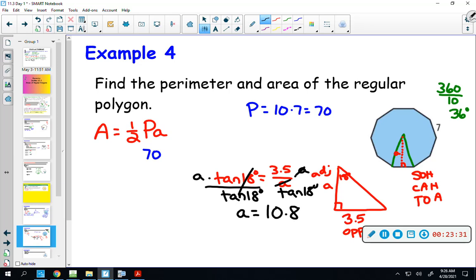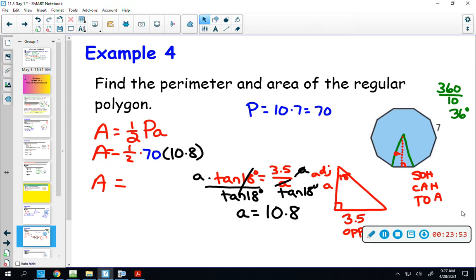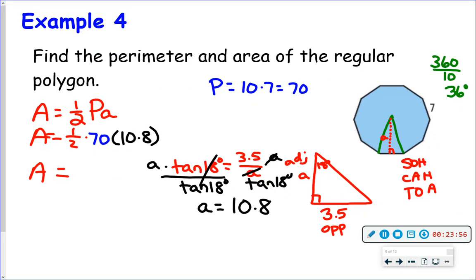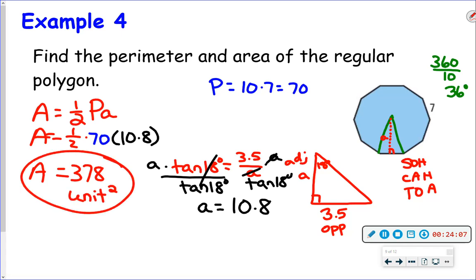So now I'm ready to finish off this area formula. I'm going to put 10.8 in there for A. So now I'm going to do 1/2 times 70 times 10.8 for your final area answer. What's your final area answer? Punch it in for me. You got it. Now I'm going to get fancy on it. I'm going to put units squared. Again, I care more about the 378 than I do the units squared, obviously.